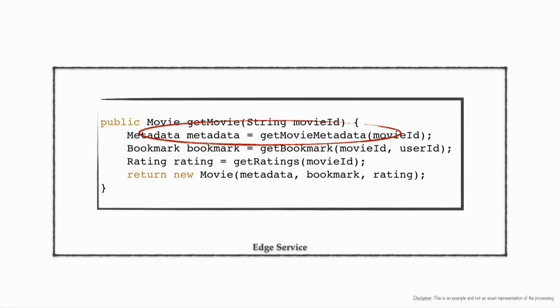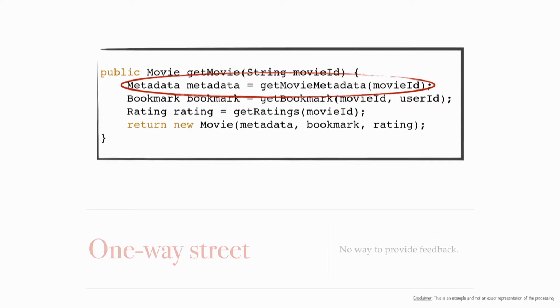Going back to this particular code, if you have a synchronous or a blocking model like this, which says get movie data, it will either return a movie object, a metadata object in this case, or it will return an exception. But during the time that you are making a request and getting a response, there is no way to give any other information back. So it essentially is a one-way street, right?